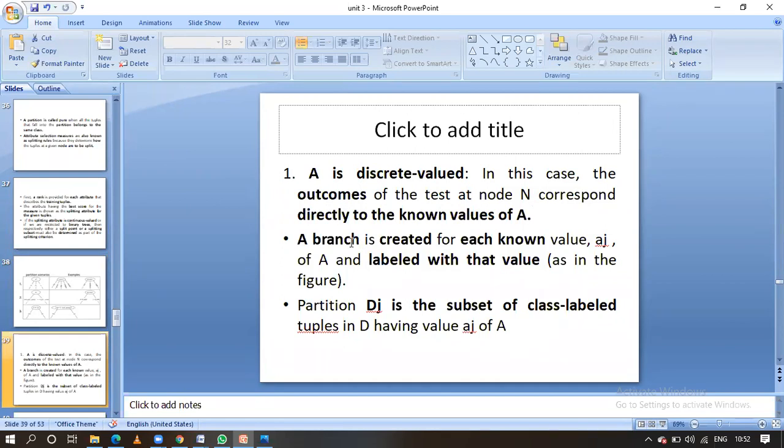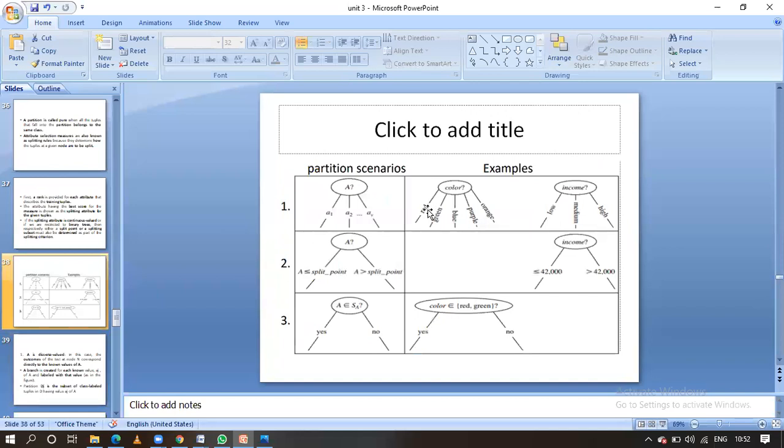A branch is created from each and every node, like for color blue one branch, green one branch. Here we are going to use the partition subset, and each and every partition will have a label associated with it. What is the label? Here red is one label, here green is another label.